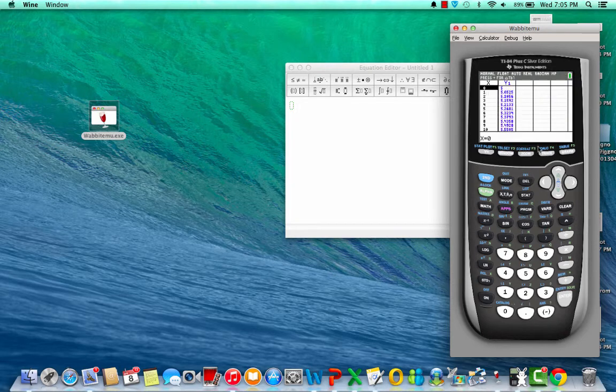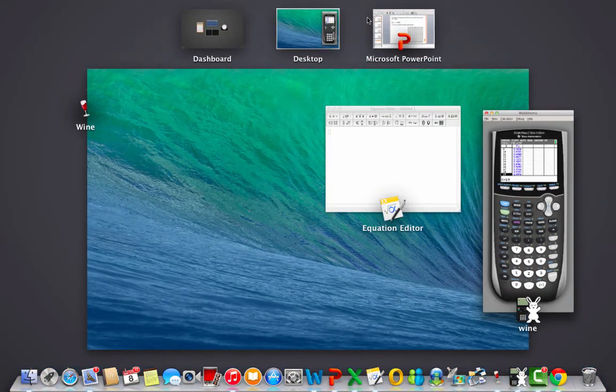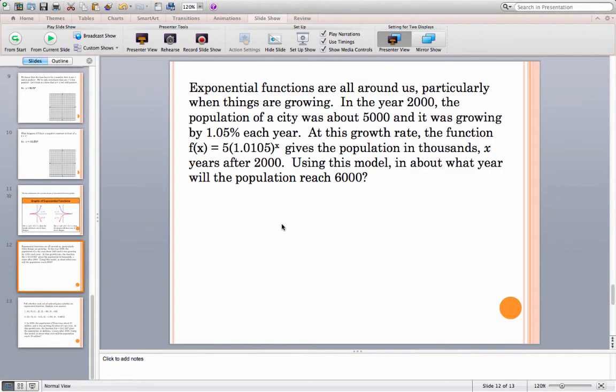So you'll notice in year 0, I've got 5,000, and I'm just going to keep skimming down my table until I have exceeded 6,000. And look there at year 18, it looks like I have exceeded 6,000. So in fact, in 18 years, I will have reached and exceeded a population of 6,000.